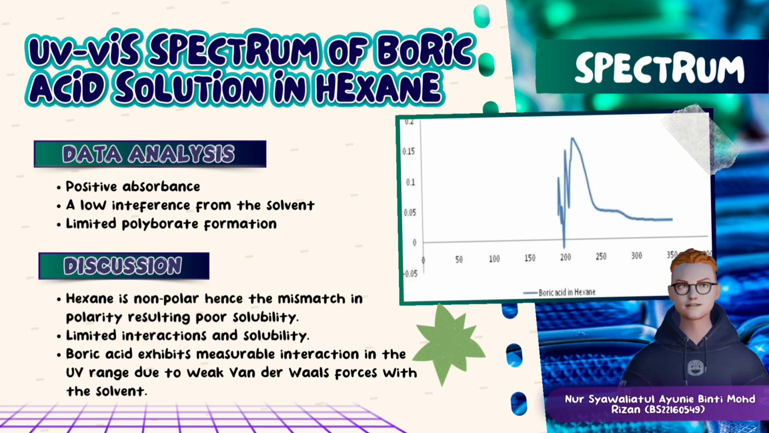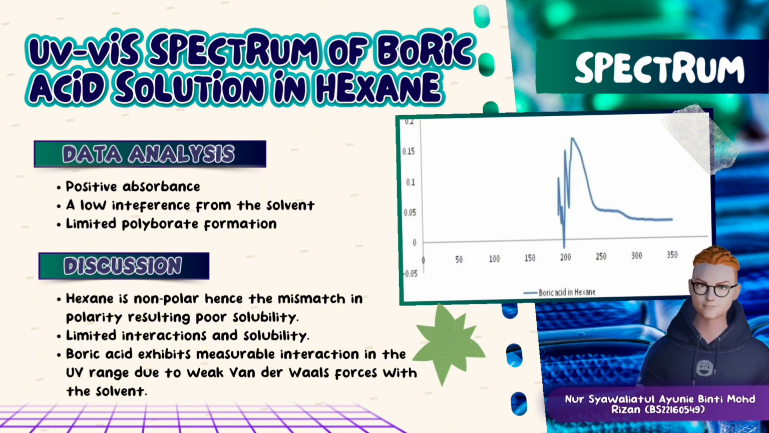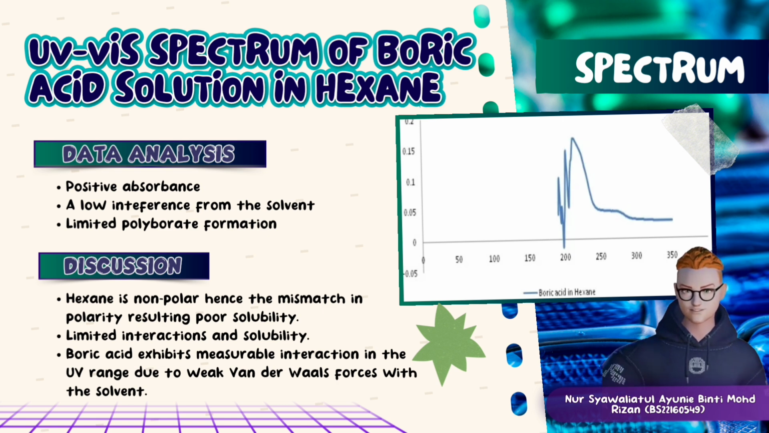Most of the boric acid remains undissolved, resulting in a saturated solution with minimal boric acid molecules interacting with the hexane solvent. Despite the low solubility, boric acid can exhibit measurable UV-vis absorbance in hexane. This occurs because of weak van der Waals forces between the boric acid and hexane molecules. These weak interactions are enough to allow boric acid to exhibit characteristic absorbance in the UV range, though the absorbance may be weaker and less distinct compared to polar solvents.